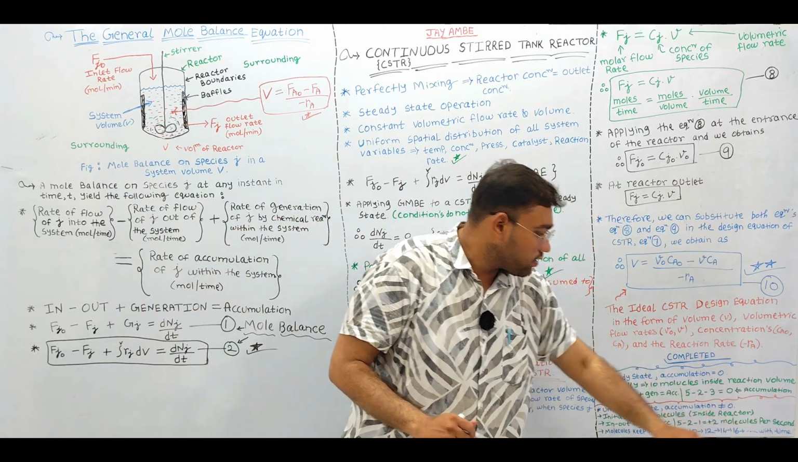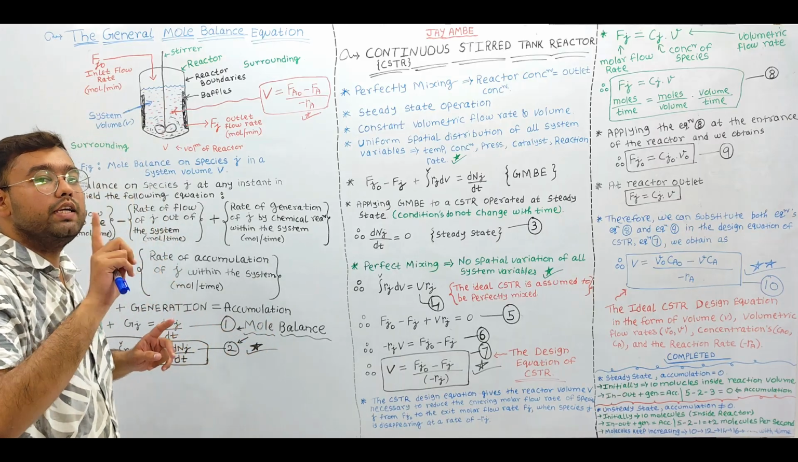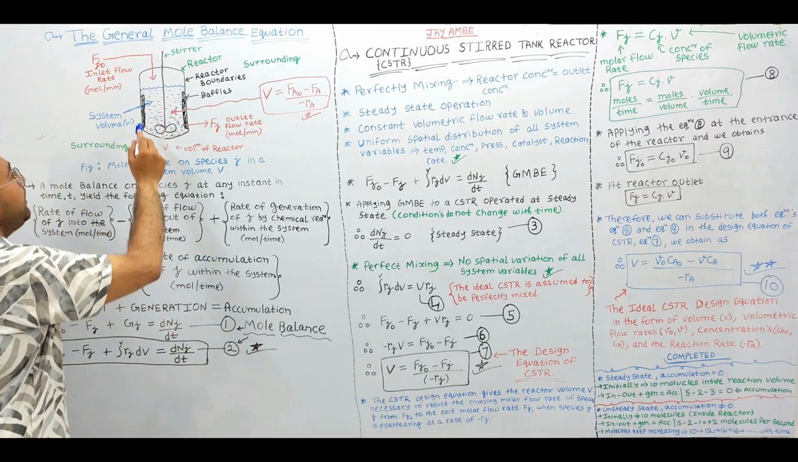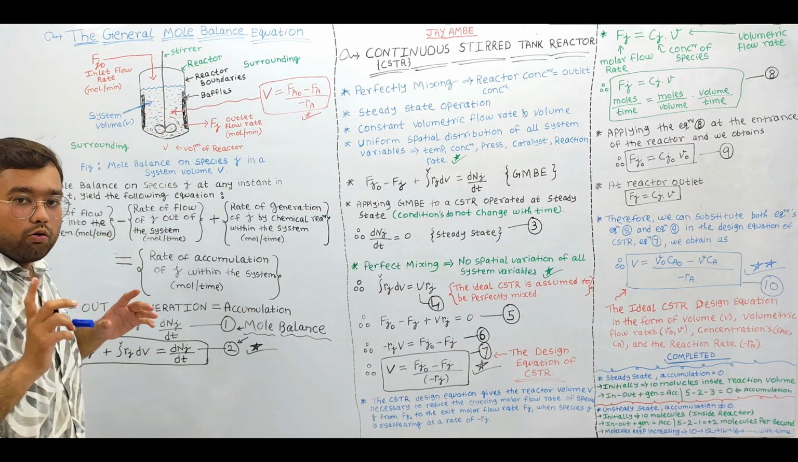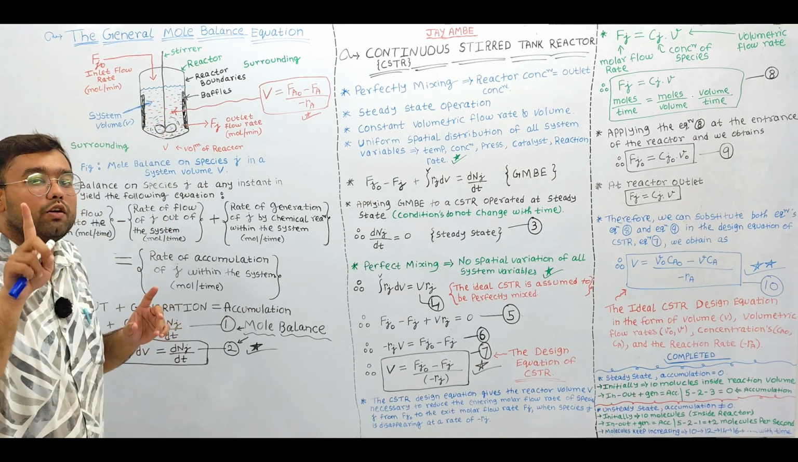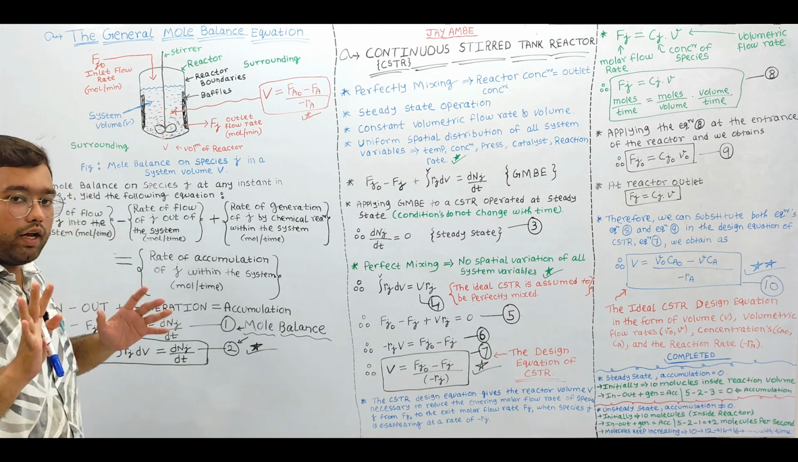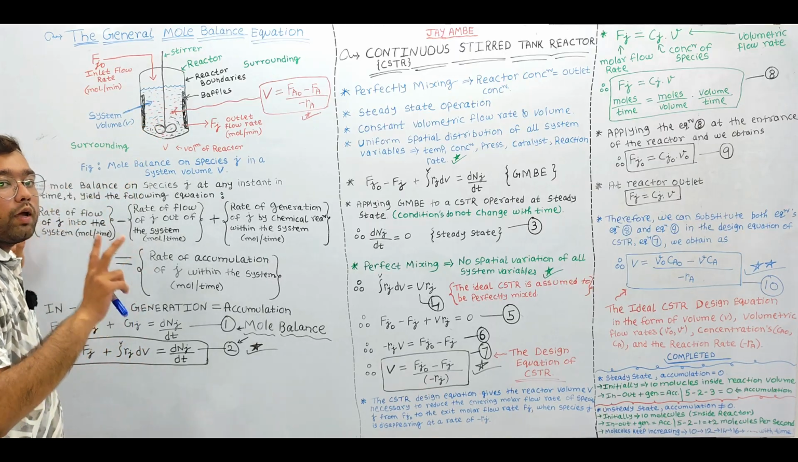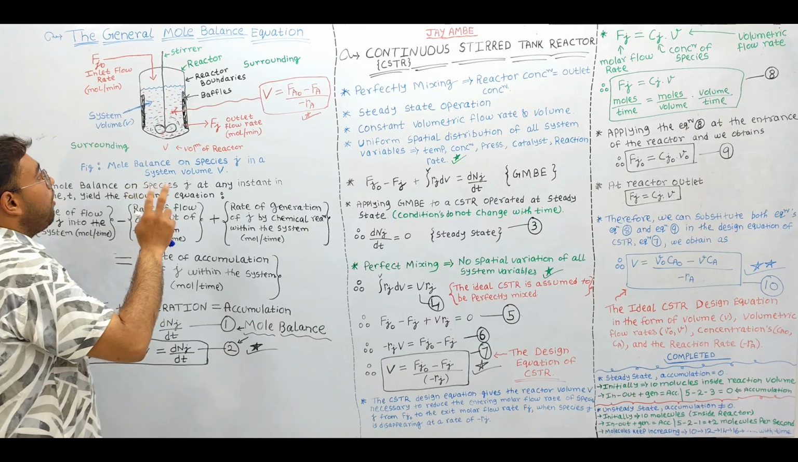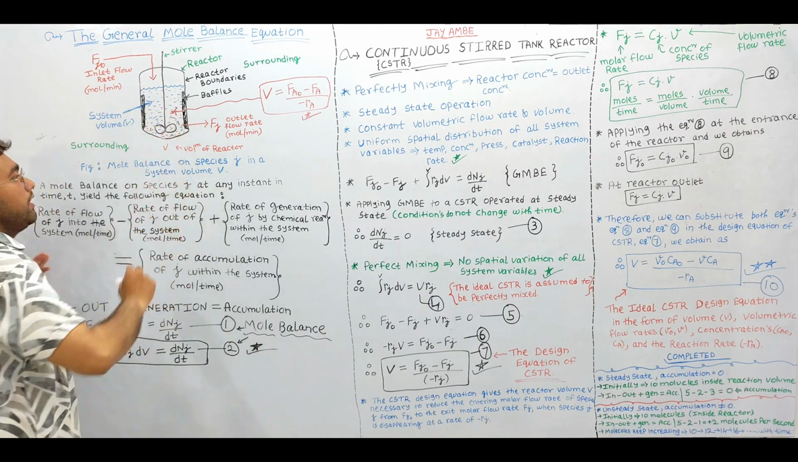So plus 2 molecules per second. That means 2 molecules each and every second are getting accumulated inside the reaction environment. So accumulation is not equal to 0 in the unsteady state operation. I hope you understood. At each and every second, 2 molecules of chemical species are getting accumulated inside the reaction environment.